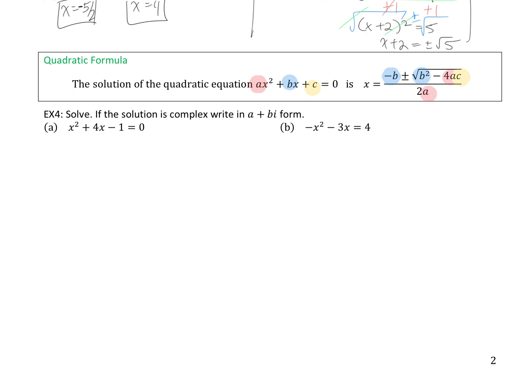So again, best thing to do first is to identify the a, b, and c. For this first one, a is 1, b is 4, and c is negative 1. So plugging it into my equation, I have the opposite of 4, plus or minus the square root of 4 squared minus 4ac. Let me go ahead and extend that square root.